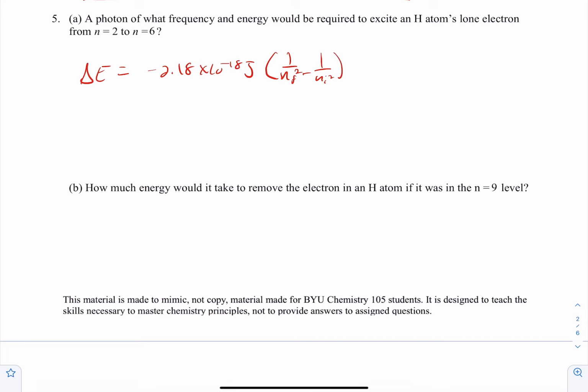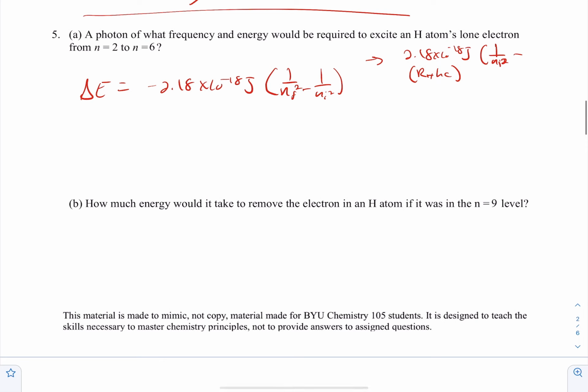Remember, you're going to see this also written as 2.18 times 10 to the negative 18th joules, which they sometimes write as just the 3 constants multiplied by each other, and then times 1 over n1 squared, which they pretend is initial, and then minus 1 over n2 squared, which would be final, if you want to think of it that way. I like it the first way because I'm used to seeing it, but if you like it the other way, go ahead and use that.